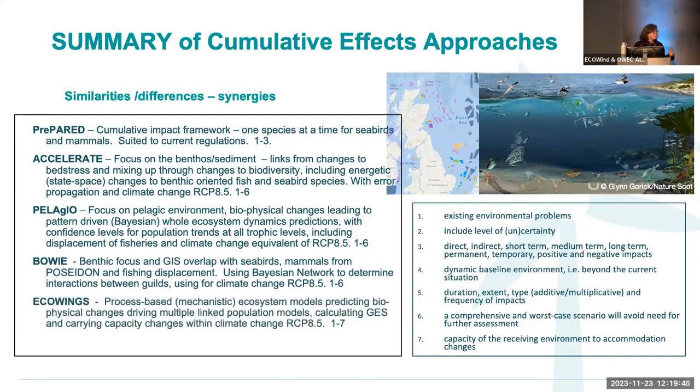And finally, ECOWINGs, very process-based, mechanistic ecosystem model, okay? Quite different, predicting these biophysical changes through these multiple linked population models. But also, as Mike just said, this calculating of GES and carrying capacity, super important, along with climate change. They tick all the boxes 1 to 7.